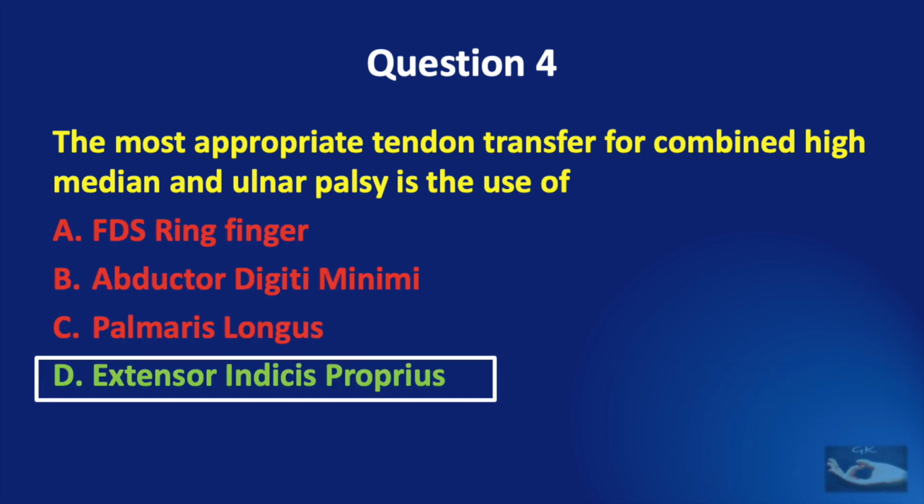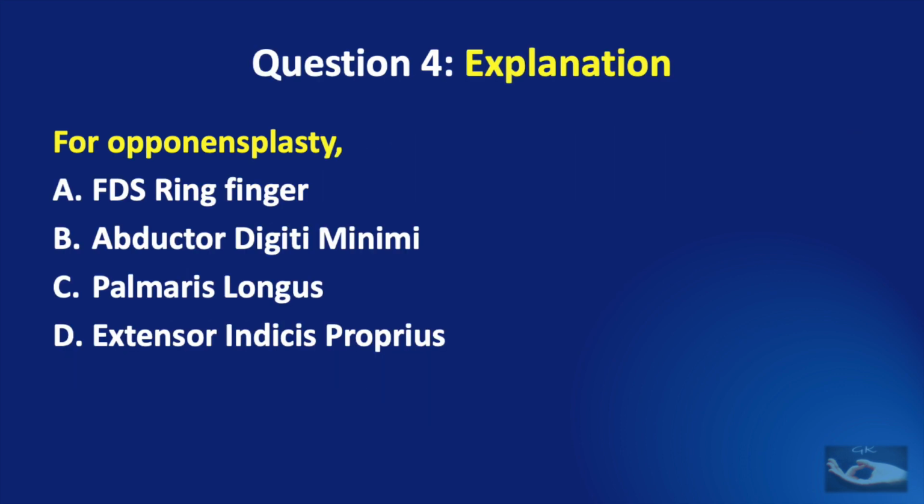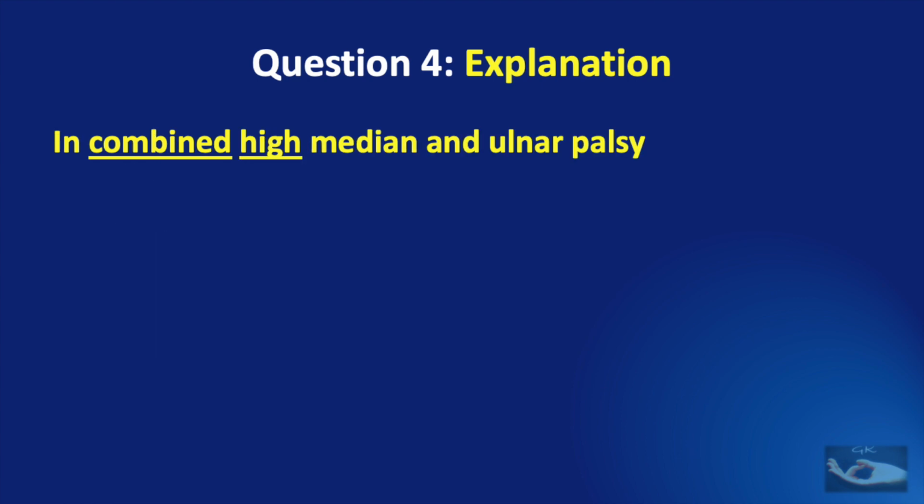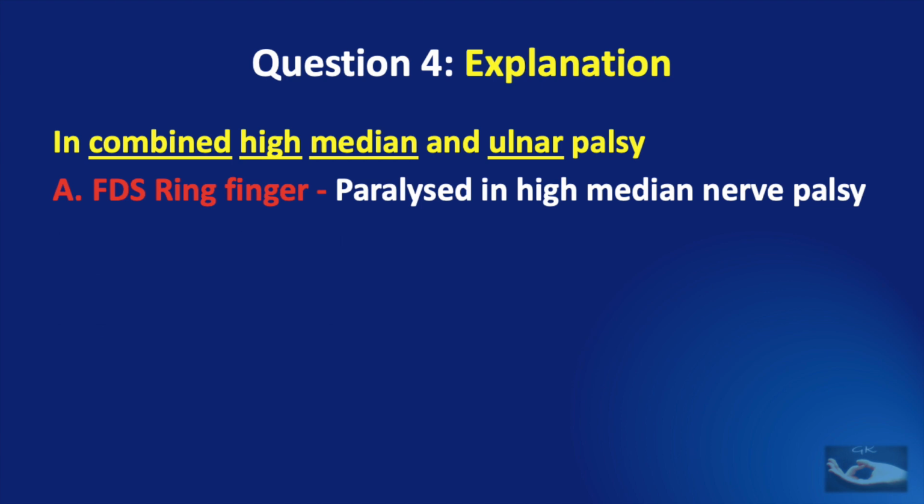The correct answer is extensor indicis proprius. All these choices offered can be used for opponensplasty. But in combined high median and ulnar nerve palsy, FDS of the ring finger cannot be used because it is going to be paralyzed in high median nerve palsy.